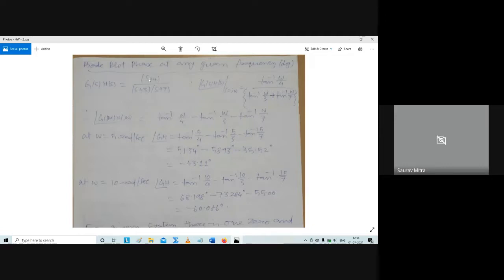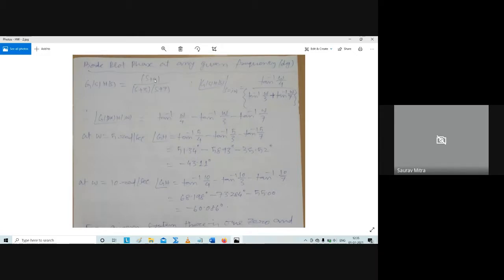So this numerator tan inverse omega by 4 at omega equal to infinity is going to be 90 degree. Minus tan inverse omega by 3, this is going to be minus 90 degree. Minus tan inverse omega by 7, this is going to be minus 90 degree. So what you are finding is every first order pole is going to produce 90 degree phase.